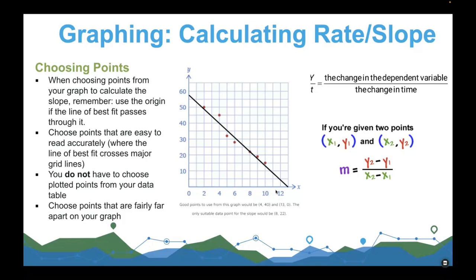All right, now let's get into slope. When calculating rate from a graph, you want to choose points far apart from your line of best fit. Remember, if you want to calculate, you want to do a line of best fit. And you want to make sure that the points you choose are where your major grid lines cross. For example, here you see a cross. And you don't have to use points from your data table. For example, I can choose this point even though it's not specifically something I have accounted for.